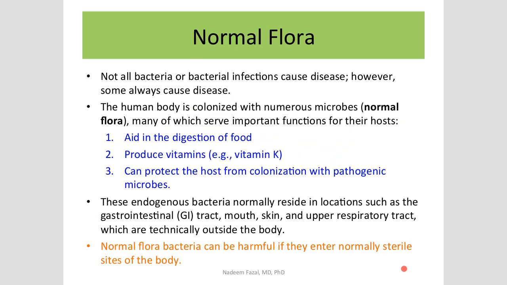So all the openings of the body have normal flora: eyes have normal flora, mouth has normal flora, ear has normal flora, urethra has normal flora, vagina has normal flora, rectum, you name it, axilla has normal flora. Each and every part of our body has a set of bacteria which we call protective bacteria.